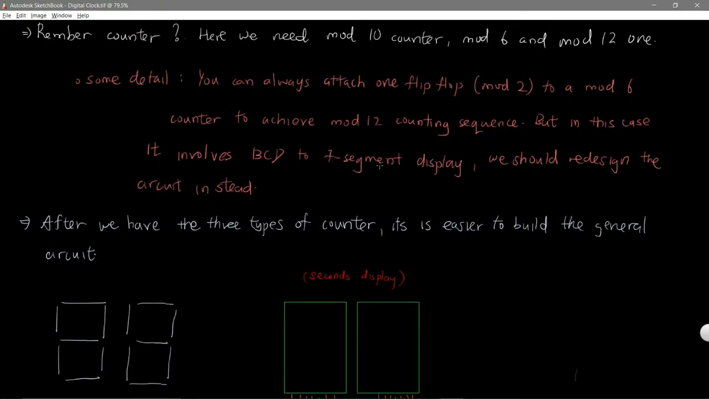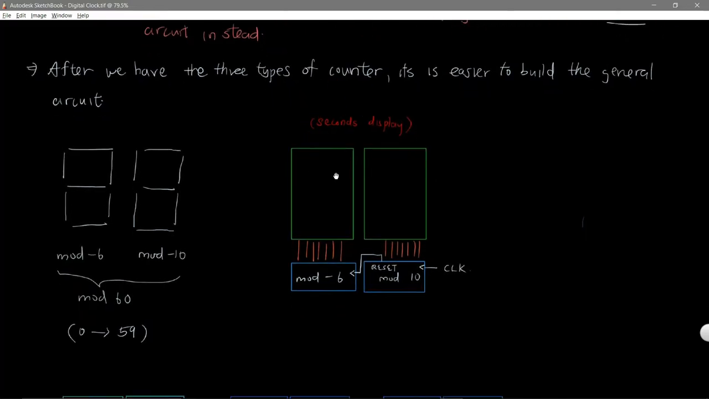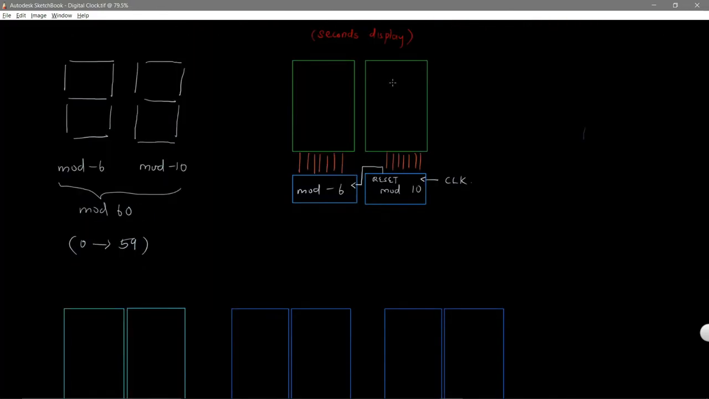But today I will redesign the mod 12 counter because it involves BCD to 7 segment display, so it is a bit more complicated. You need a Karnaugh map to convert the encoding and decoding instead of just direct connections. So redesigning the circuit will be a better move here.